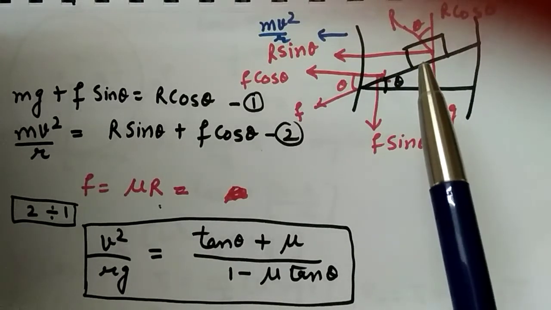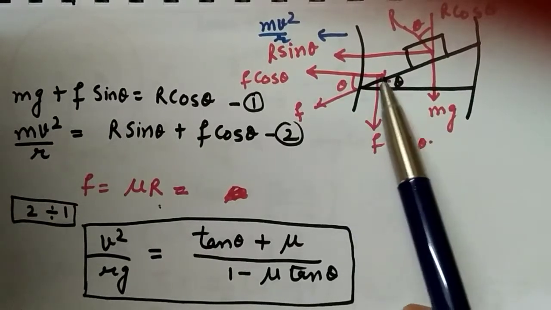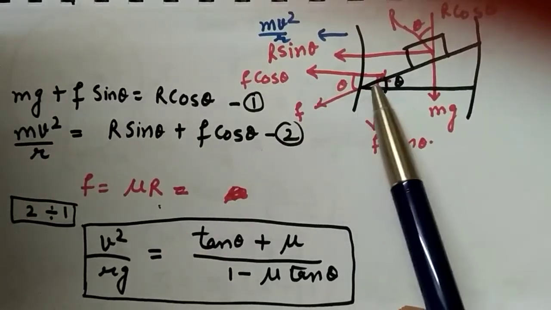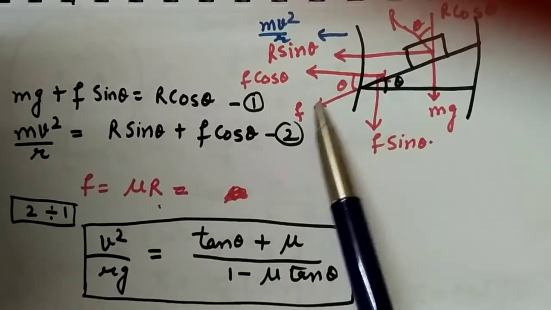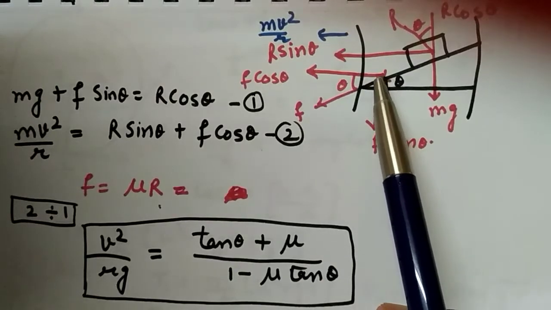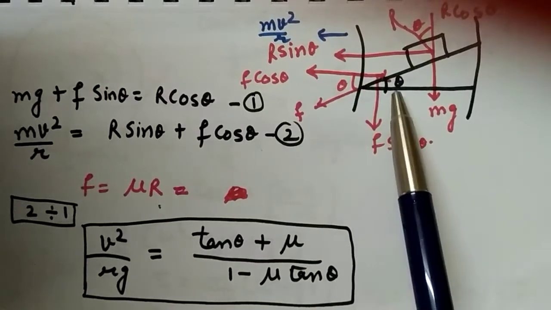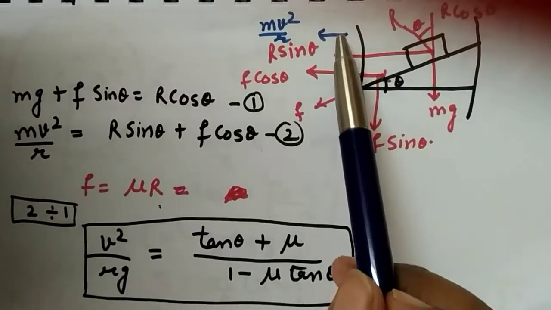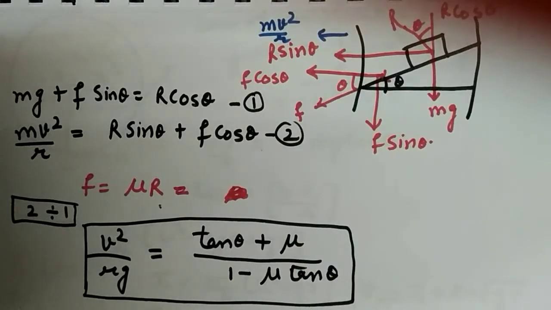Frictional force is along this side. As you can see, frictional force will be along this line. Why? Because this is where the car's tires are in contact with the road. Same way we will have to separate the component of friction also, f cos theta and f sin theta. Geometrically I am taking the angles as theta. Centripetal force will always be towards the center, that is mv square upon r.